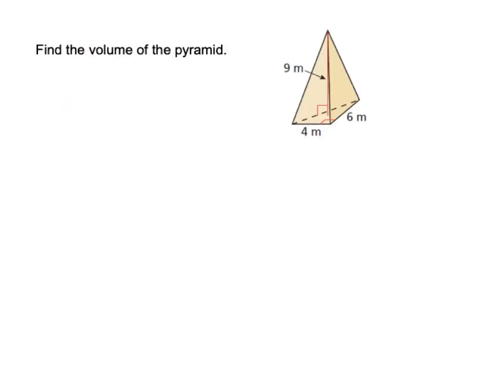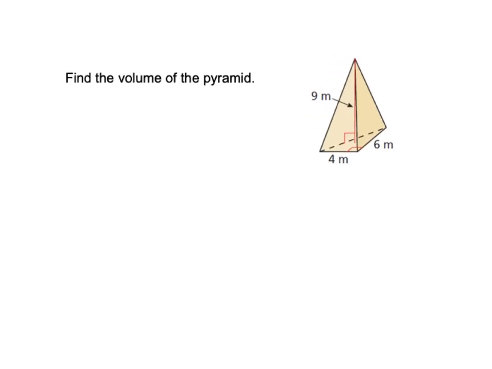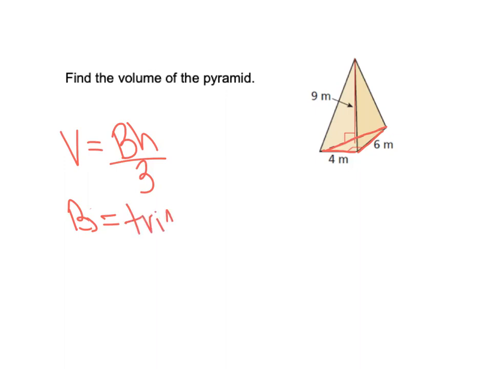So let's go ahead and get started. We have a pyramid here. This is a triangular pyramid because if you notice, the base of the pyramid is a triangle. We're going to do the formula exactly like we did on our last set of notes. So the volume is the area of the base times the height, divided by 3. Actually, we're just going to say B for base. Our base is a triangle, which means the area of a triangle is 1/2 base times height.